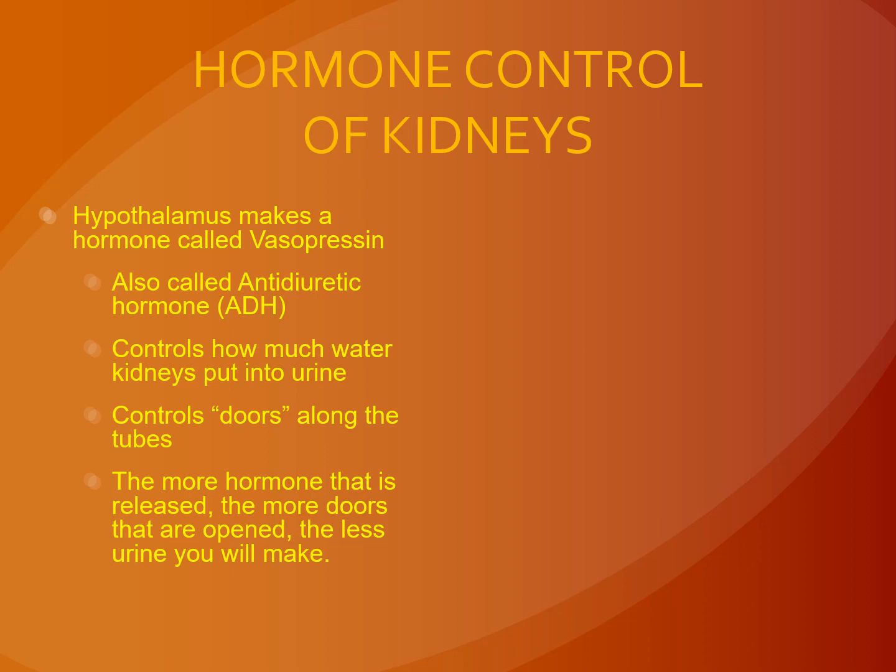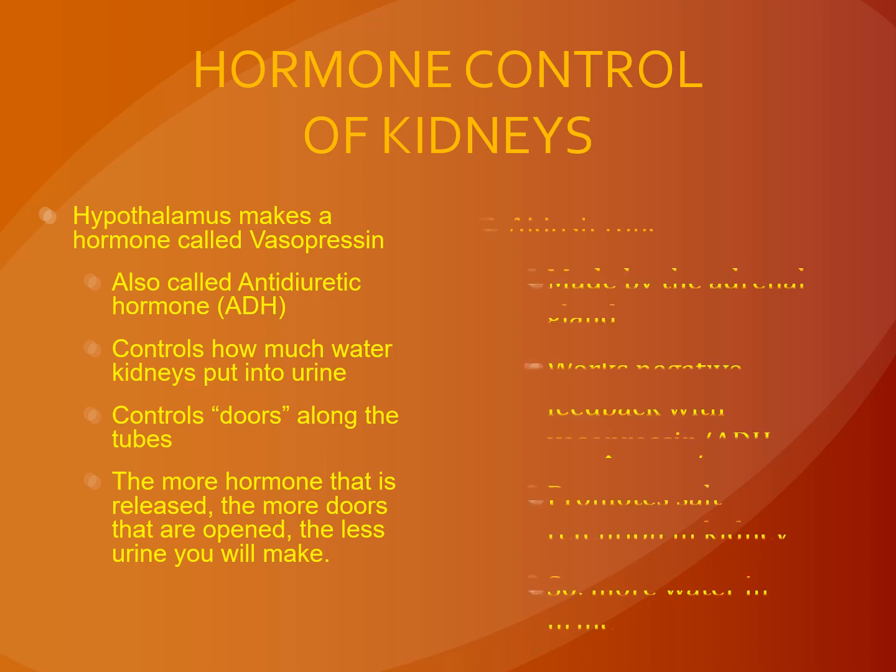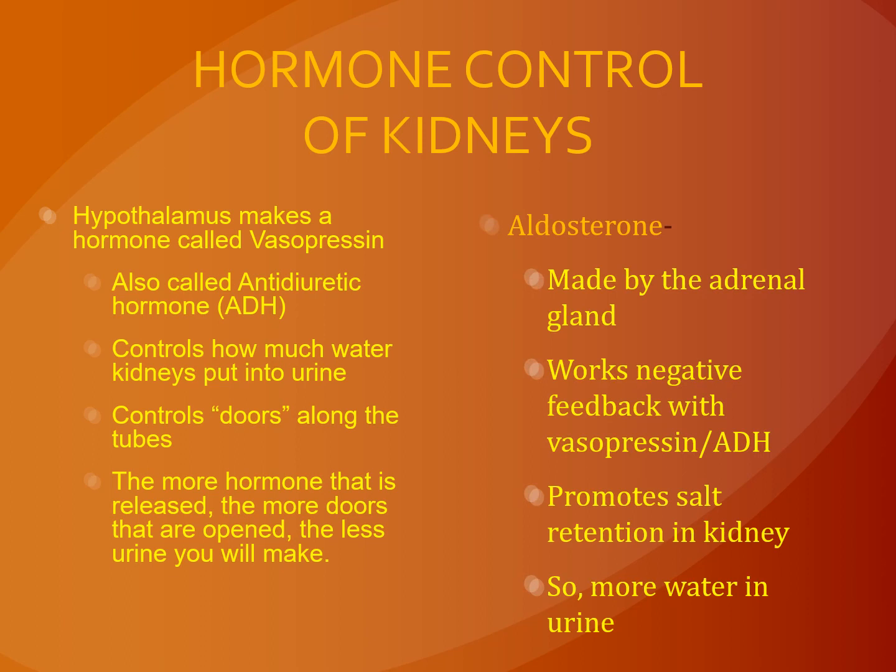Now, this hormone, again, we said was a negative feedback. So its opposite is a hormone called aldosterone. It's made by your adrenal gland, and it works with a negative feedback. It promotes salt retention. Now, what that means is that this hormone tells you to close the doors. So if you close the doors, salt stays in the tube called the nephron. So water will stay in the tube called the nephron. So you're going to make more urine. And pause this, rewind it, if you need a little bit more help understanding what's going on.